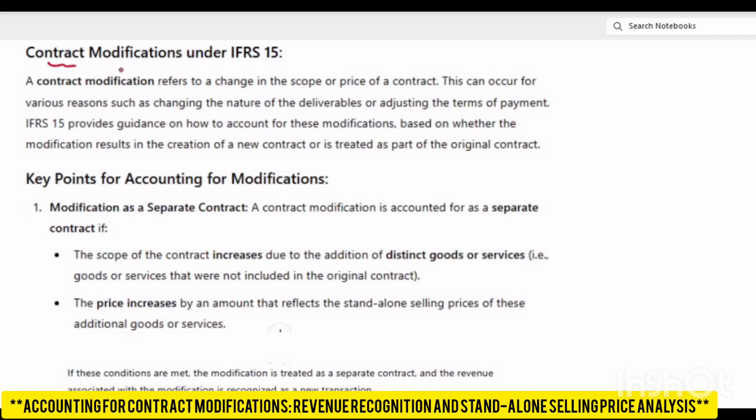So today we have to discuss the contract modification under IFRS 15. Clear? Okay. So what do we mean by the contract modification? Let me explain it here.